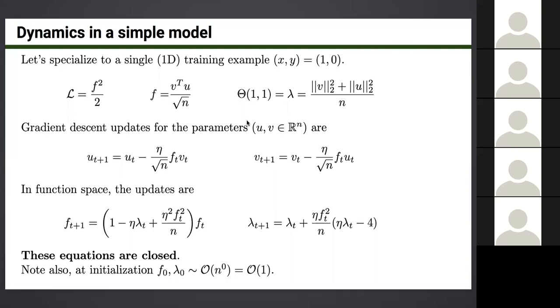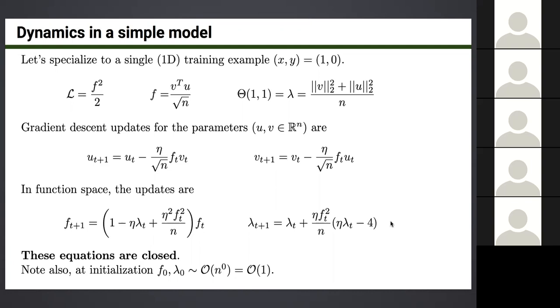And now in this very simple setting, we're going to do the same thing I alluded to at the very beginning, which is that rather than think about gradient descent on the space of parameters, we're going to do gradient descent in the space of functions, or function space. So we have these two evolution equations for U and V for gradient descent. And if you write down the updates for f and for lambda, you would find the following equations. And what's really nice here is the fact that these equations are closed.